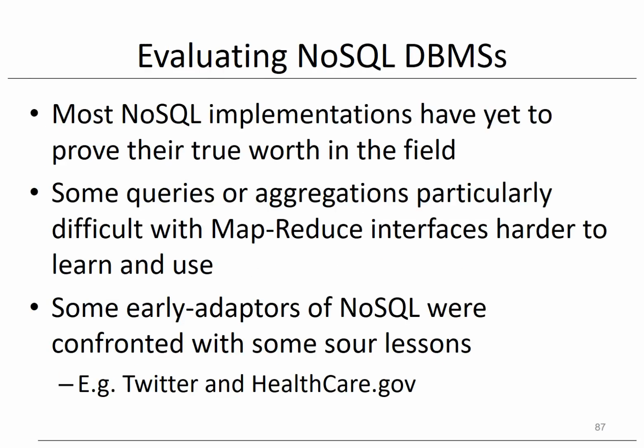Most NoSQL implementations have yet to prove their true worth in the field. Most implementations sacrifice ACID concerns in favor of being eventually consistent, and the lack of relational support makes expressing some queries or aggregations particularly difficult, with MapReduce interfaces being offered as a possible, but harder to learn and use alternative. Some early adopters of NoSQL were confronted with some sour lessons. Examples are Twitter, which ended up sticking to a MySQL cluster, or the fiasco of healthcare.gov, where the IT team also went with a badly suited NoSQL database.